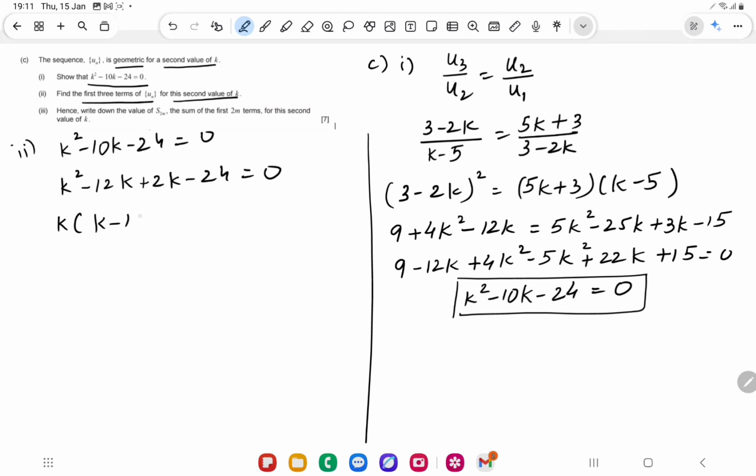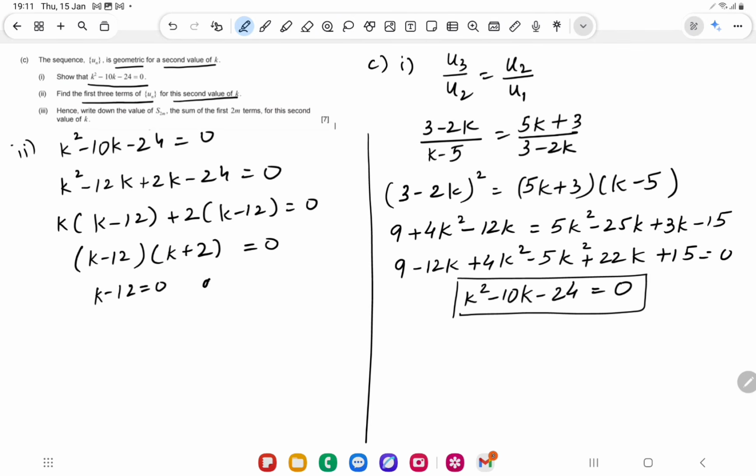Can take my k common, and from the next two terms I can take 2 common. That becomes this. Now I can take k minus 12 entire common. So I will get this. Now either k minus 12 is equal to 0 or k plus 2 is equal to 0. It means k is either 12 or minus 2.